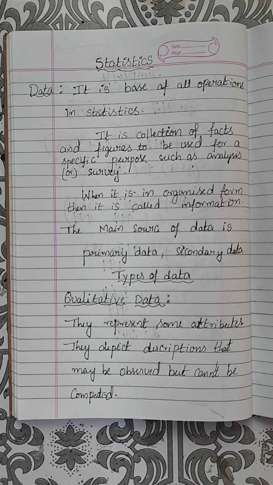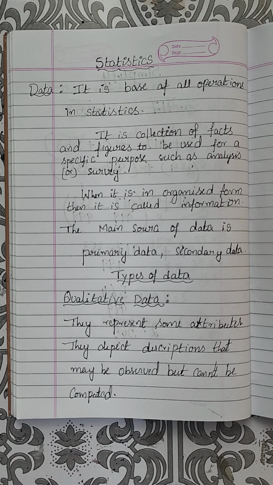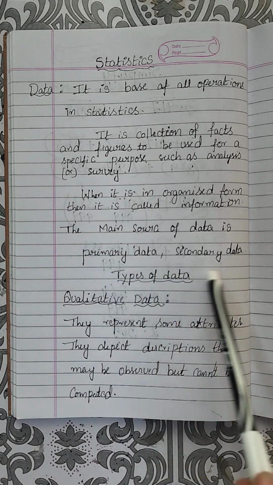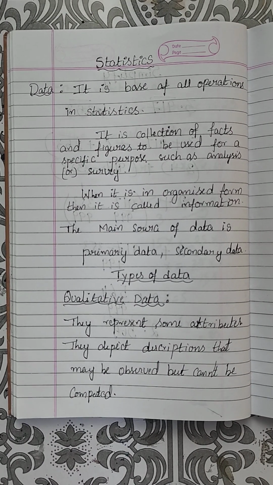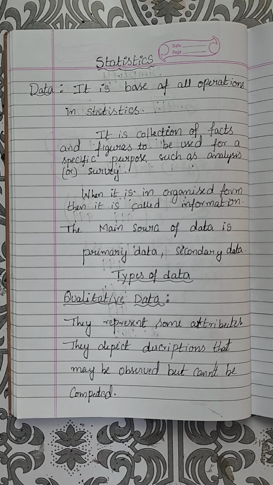Whenever we collect the data, if you arrange them in an organized form, then it is called information. Okay, so there are two main types of data, that is primary data and secondary data. Whenever you gather the data, it can be numerical, such as numbers or facts and information.